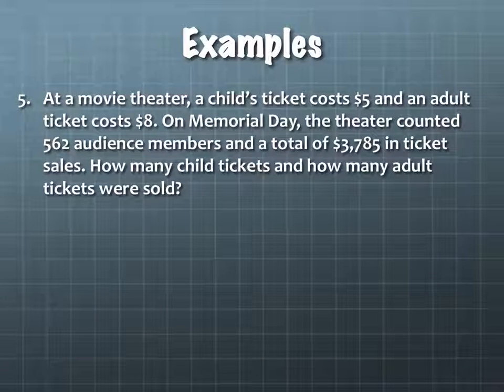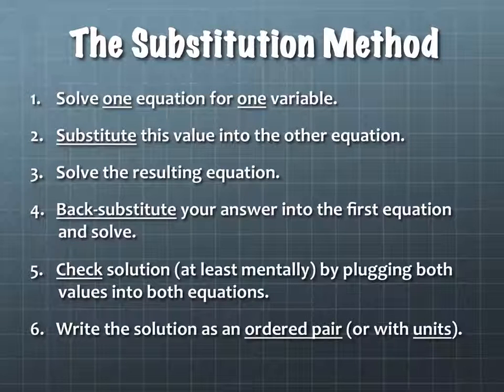And we're going to do one that's like that, with context. So, at a movie theater, a child's ticket costs $5 and an adult ticket costs $8. On Memorial Day, the theater counted 562 audience members, and they had a total of $3,785 in ticket sales. How many child tickets and how many adult tickets were sold? All right, so in some sense, if you look at the steps here, we can't even start at step 1. Why not?